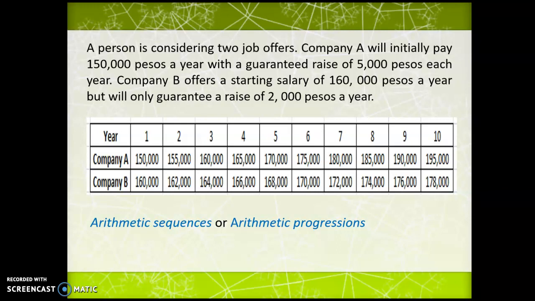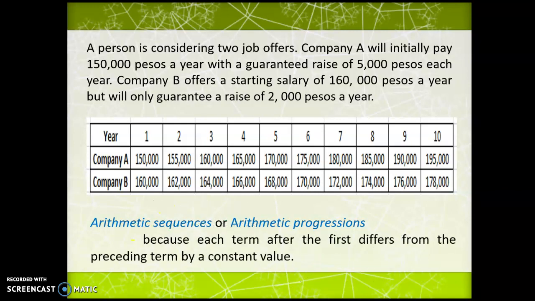Okay, so what is an arithmetic sequence or arithmetic progression? It is a sequence where each term after the first differs from the preceding term by a constant value. As you have noticed from company A, you have first term 150, and then there's a raise every year, so that's 5,000. That's the constant value there. That's why it's arithmetic.